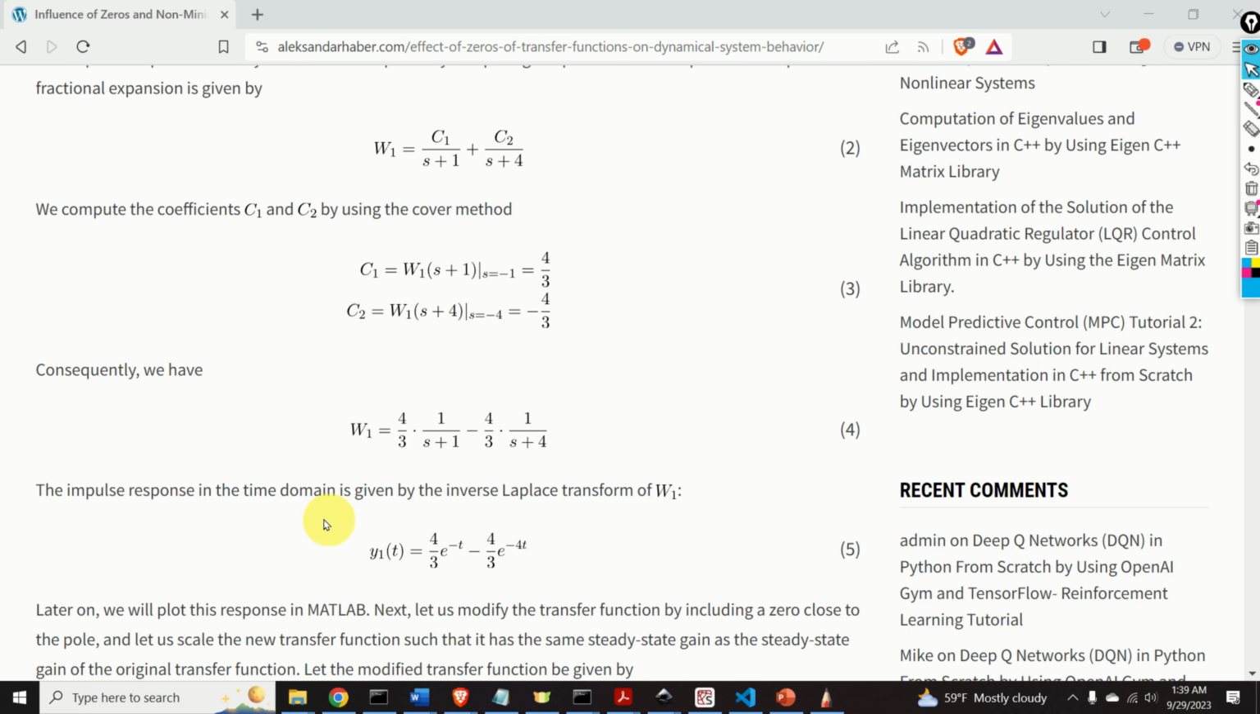The impulse response in the time domain is given by the inverse Laplace transform of this expression, and here it is. We can see these exponential functions with the poles appearing over here, minus 1 and minus 4.